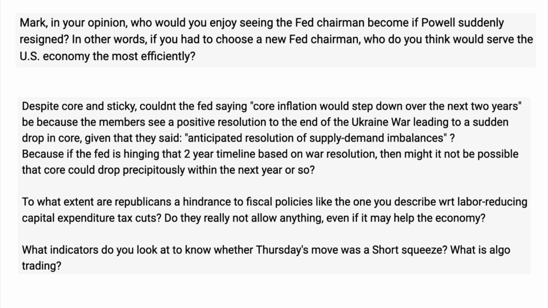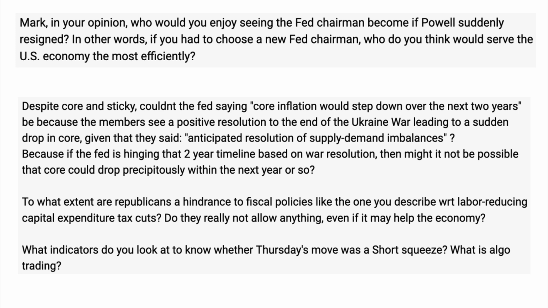Next, there are three questions in here. First one: despite core being sticky, couldn't the Fed saying core inflation would step down over the next 2 years be because the members see a positive resolution of the end of the Ukraine war, leading to a sudden drop in core, given that they said anticipated resolution of supply-demand imbalances?